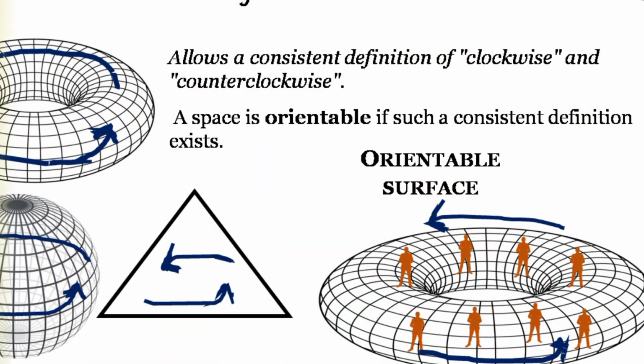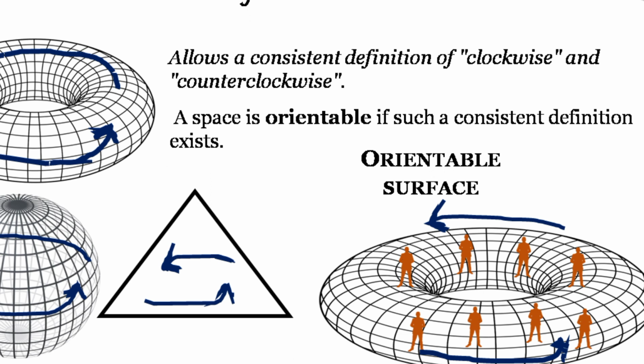Okay, first let us see what is an orientable surface. Here is a nice demonstration. It allows a consistent definition of clockwise and counterclockwise. See, on the torus, I have drawn the lines. It goes in this way, in this way. In case of a sphere, it is the same. So this is what is called an orientable surface.